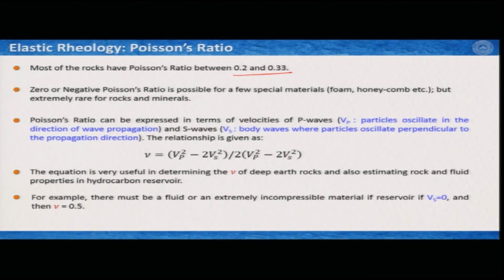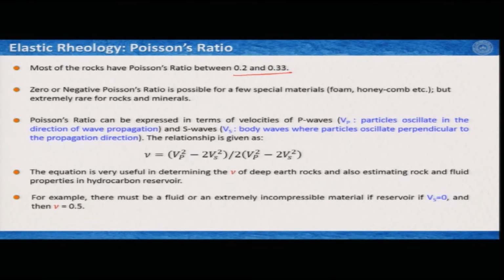So, you can also express the Poisson's ratio in terms of the velocities of P waves and S waves. Now, this is a little difficult to understand right at this point, but the seismic velocities that we consider, P waves and S waves, are elastic waves, and we are dealing with elastic rheology. So, there must be some sort of relationship.